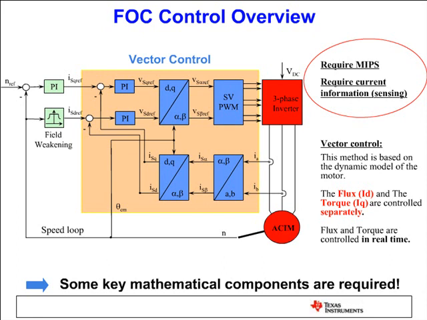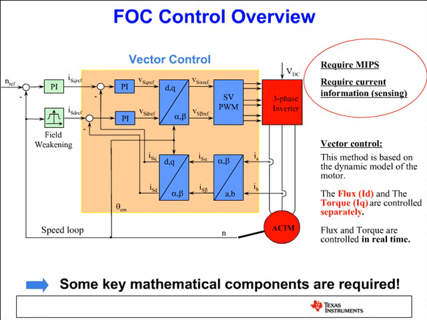Now here I want to talk about these transformations, the blue alpha, beta, and DQ blocks. These are called Park and Clark, and what they do, they convert the 3-phase to 2-phase alpha, beta first, and then they decouple the torque and flux components. So these are very useful transformations for 3-phase motor control. So we convert from 3-phase to 2-phase, and then we decouple the torque and flux components. And we separately control the torque and flux.